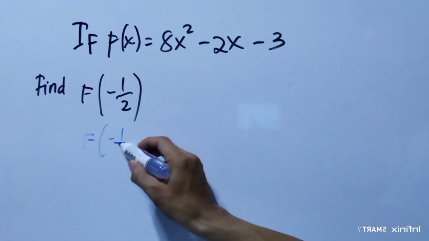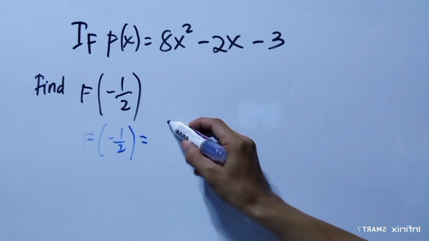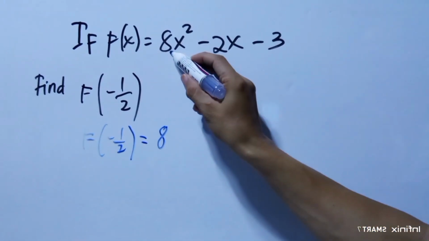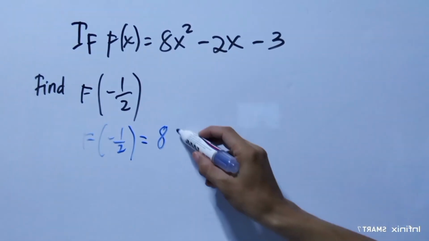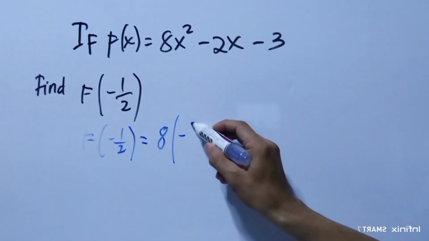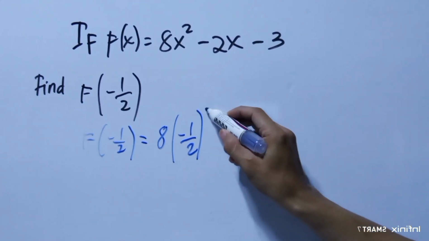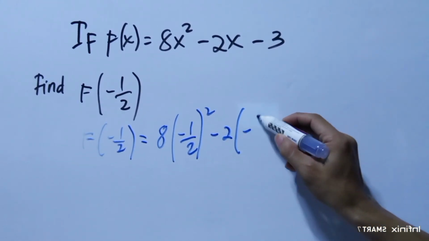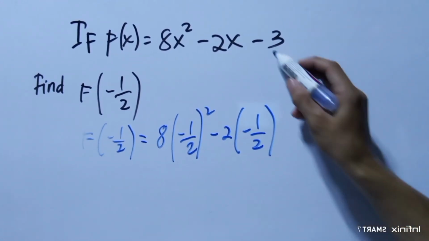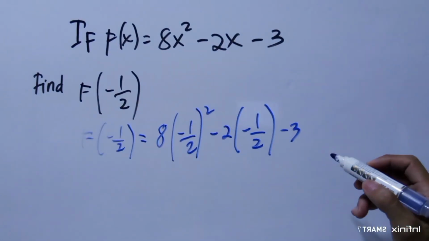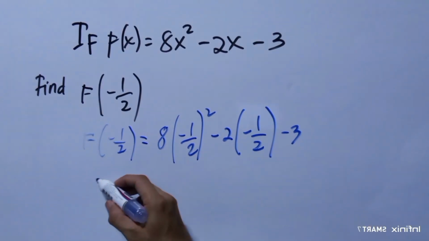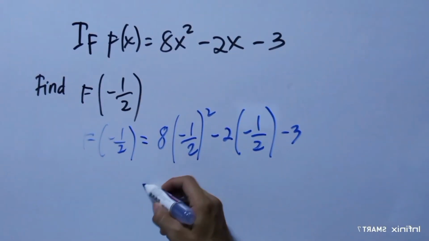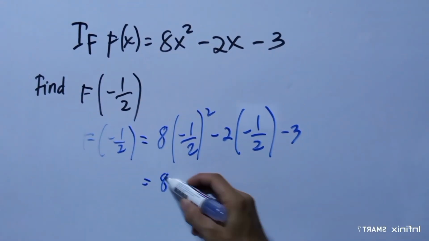of negative 1 half, okay, equals 8. So, kaya natin yan sa 8. Then itong x, magiging negative 1 half yan. Then squared minus 2, tapos negative 1 half, tapos minus 3. Okay? So ngayon, f of negative 1 half is equal to 8.